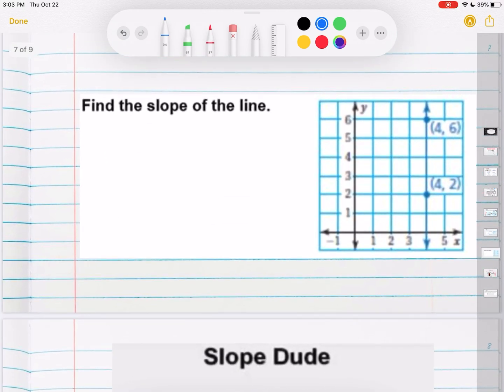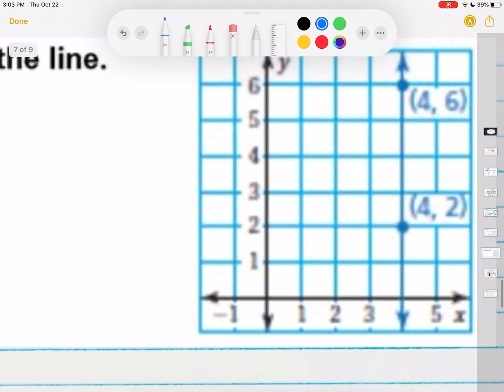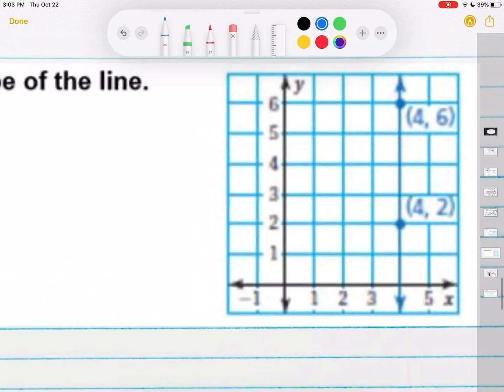Another one, find the slope of the line. This time we're dealing with a vertical line. So our 2 points are 4, 6 and 4, 2. For this one, let's go back and let's use that formula, y2 minus y1 over x2 minus x1. So here's our first ordered pair. This can be x1 and y1. Here's our second ordered pair, x2 and y2. Now all I do is plug in.